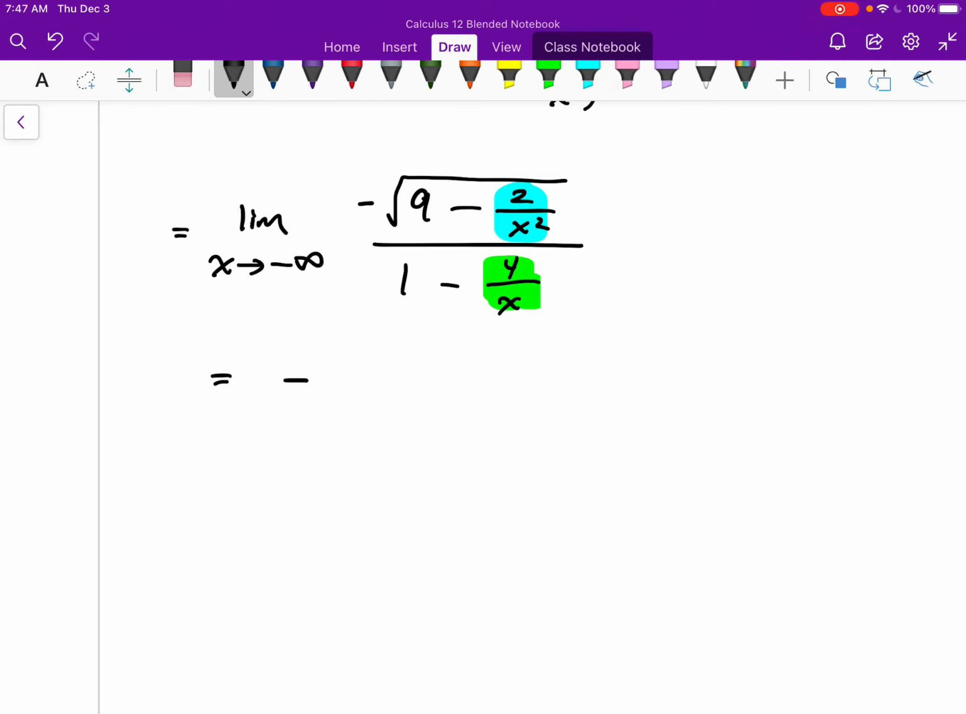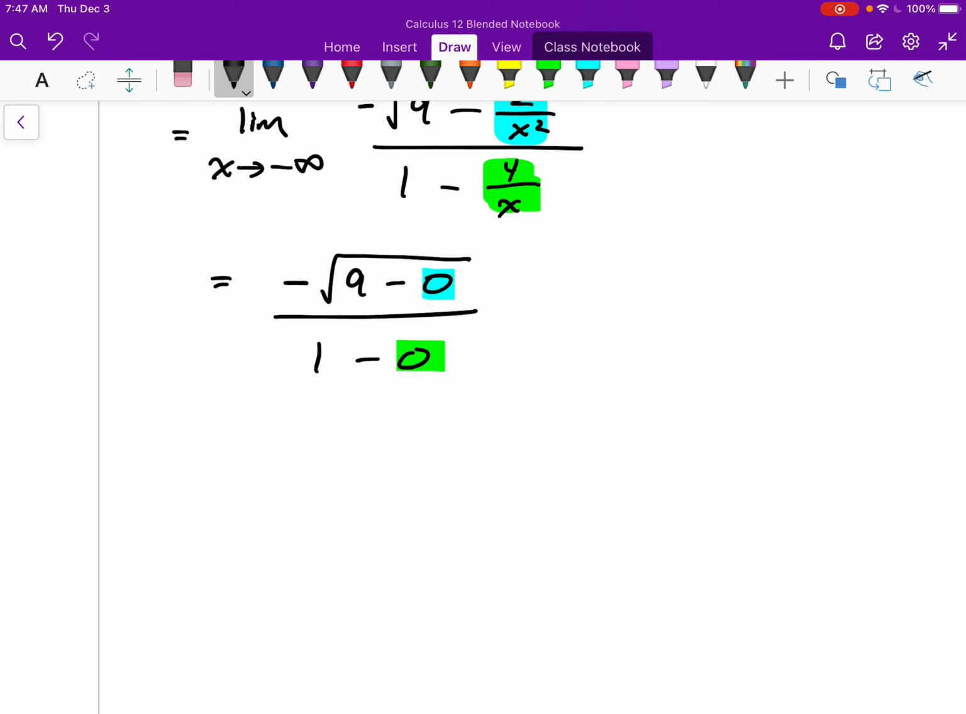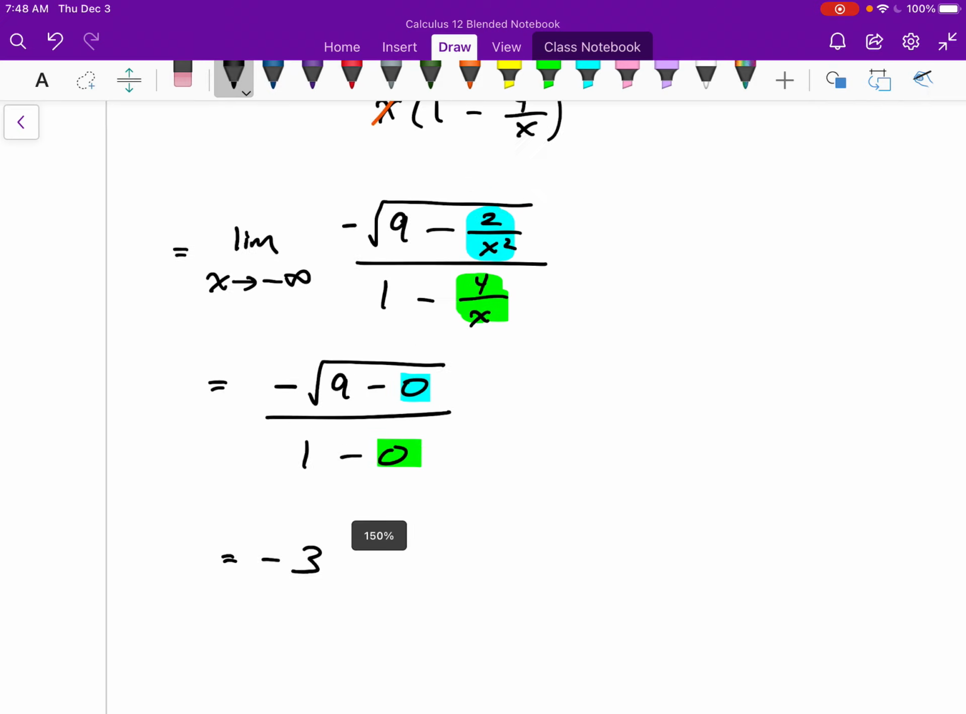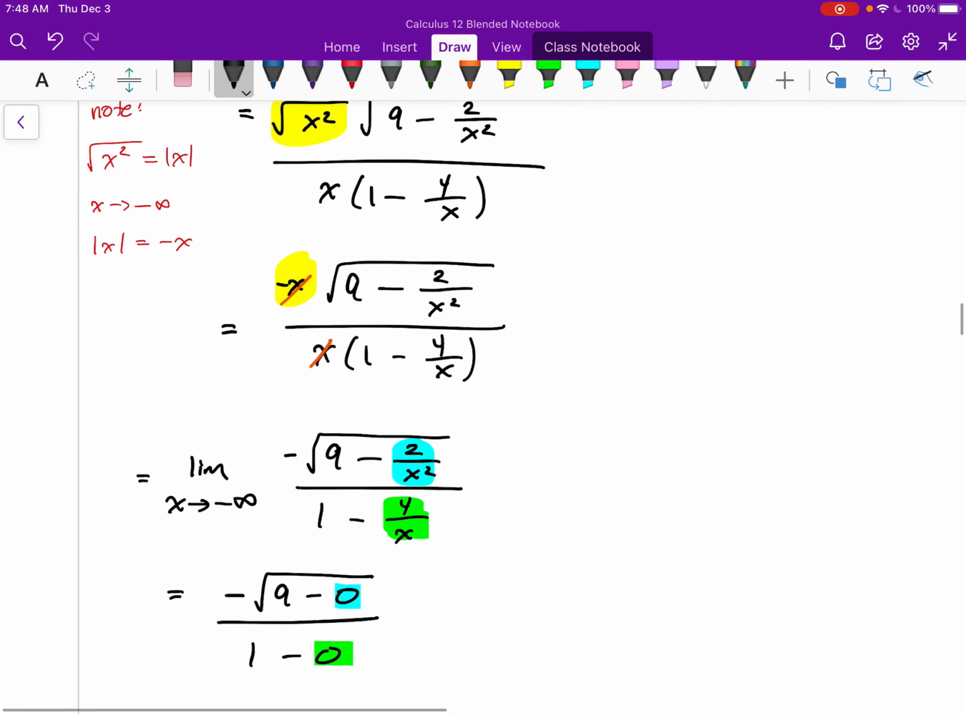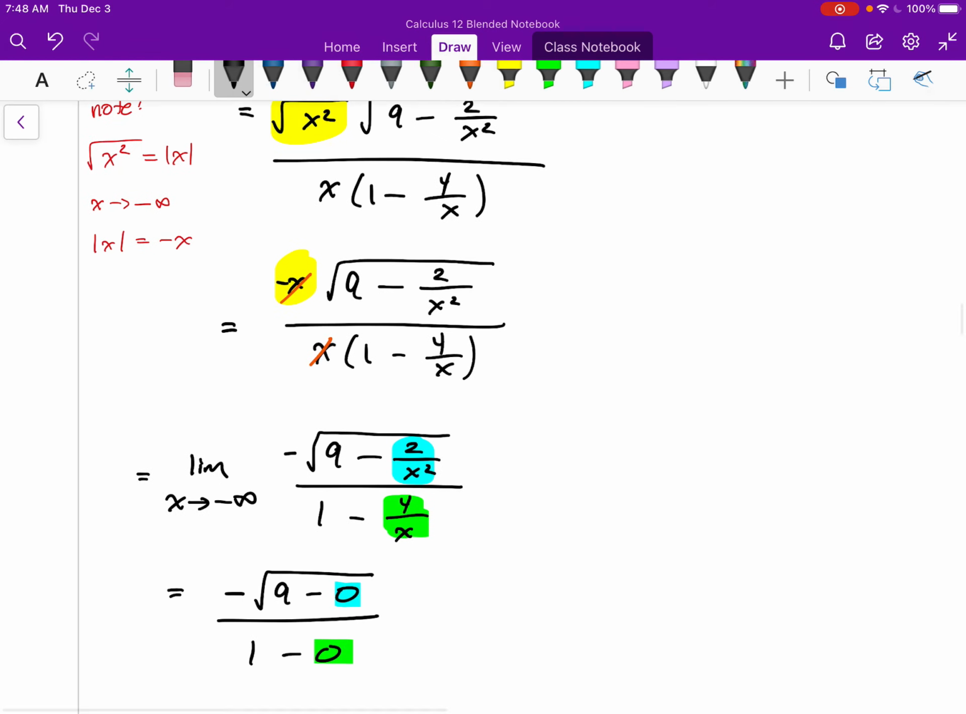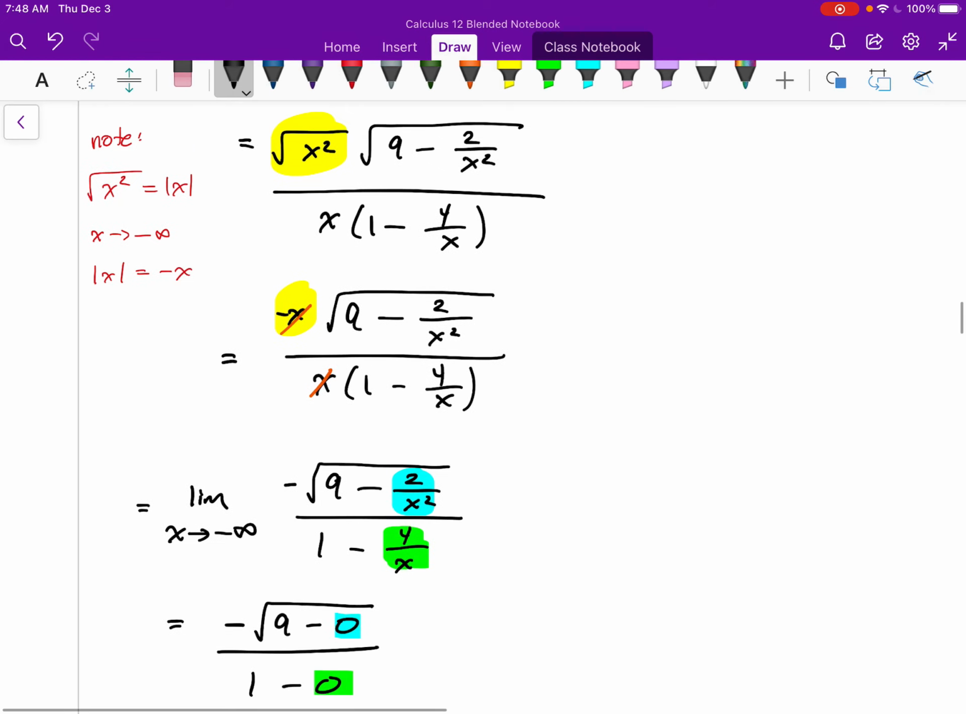This simplifies to minus the square root of 9 minus 0 over 1 minus 0. And so, cleaning this up, all this comes to negative 3. And just keep in mind, the idea here is essentially that by factoring out the greatest power of x from the numerator and the denominator, I realized what mattered.